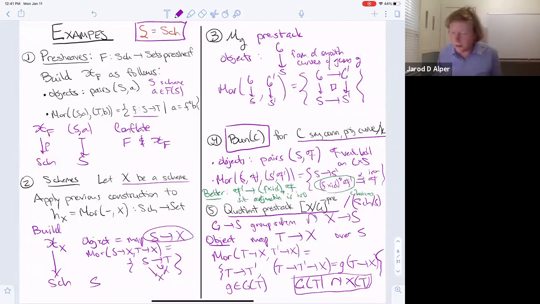So I'm going slower than I thought I would, but I think that's good because the material is really important. I'll present one more slide. I won't cover everything I plan to. I do want to talk about morphisms of prestacks, and then we'll probably call it a day.